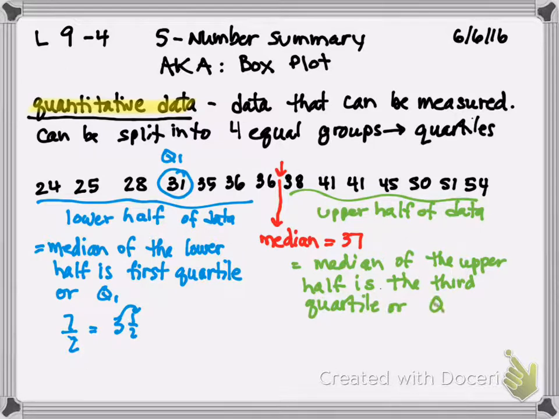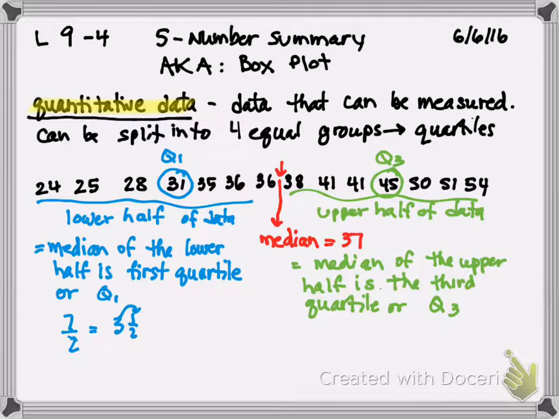Or Q3. So again, I have 7 numbers on that side, so it would be the 4th number over. So 1, 2, 3, and what you notice is there are 3 numbers in front of it, 3 numbers behind it. So that's your third quartile. Jacob, this is your focus.